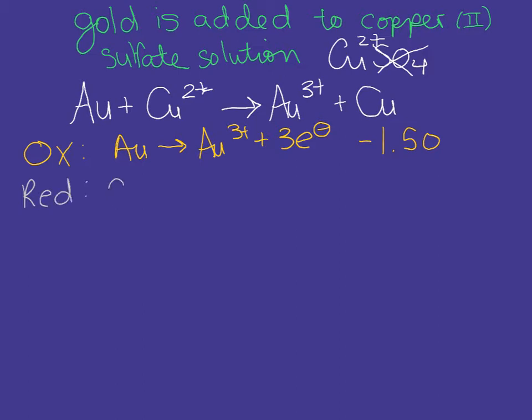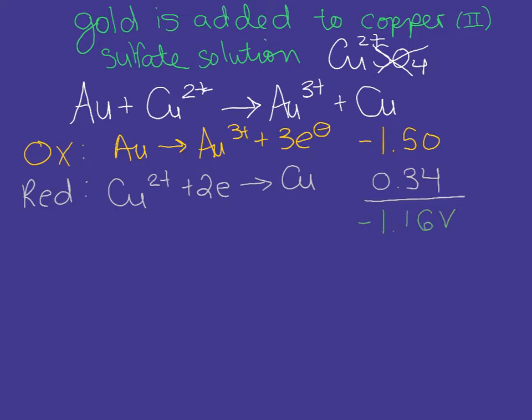And that's going to be copper 2+, and that needs to gain 2 electrons. And that would become copper, the element. And when I look that one up, you've got to be careful with copper because there's a bunch of coppers. It's listed as 0.34, which is positive. But when we add this up, when we find this total, this gives us negative 1.16 volts as our overall E cell.